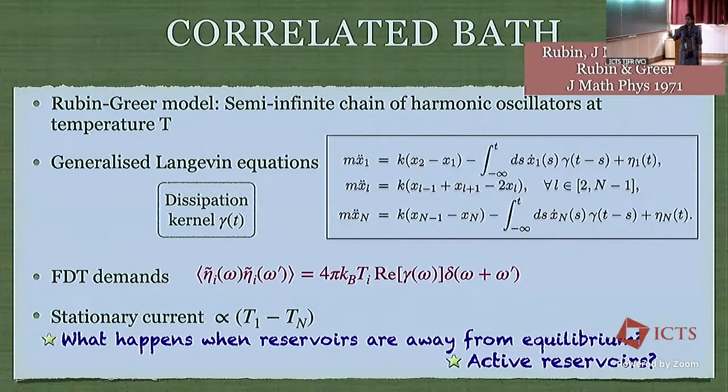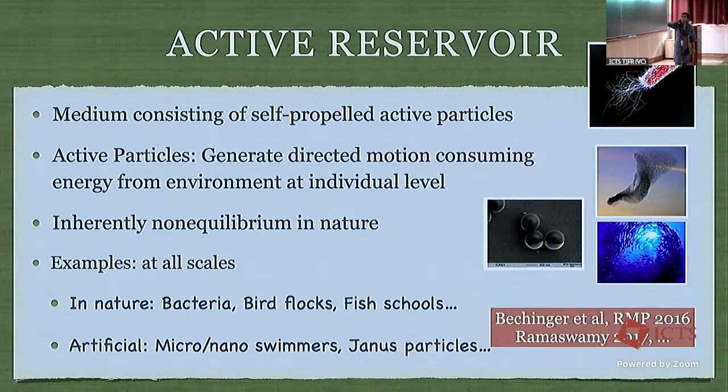Now we are going to the main question that we are talking about here. So what happens when these reservoirs are away from equilibrium? Again, away from equilibrium can be modeled in a plethora of ways. We are going to look at a particular kind of non-equilibrium reservoir, the so-called active reservoirs. What I mean by active reservoir is a collection of so-called active particles. These are particles which self-propel themselves, like bacteria or birds, etc.